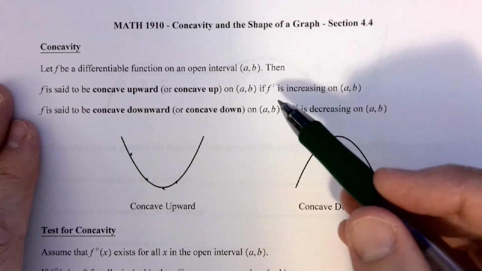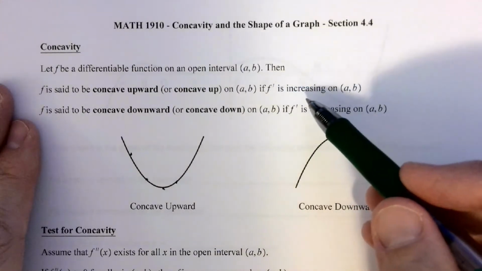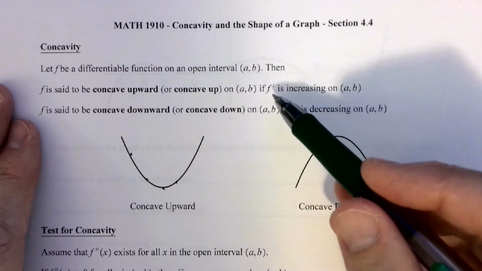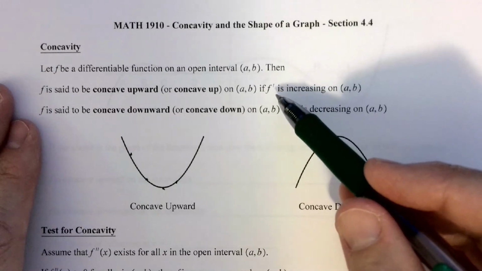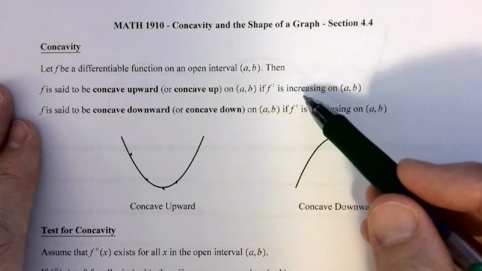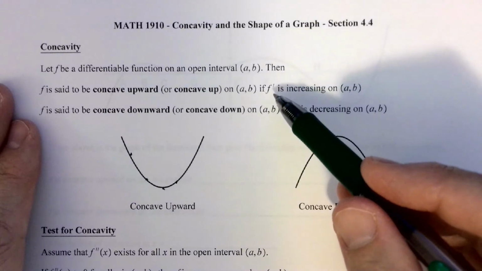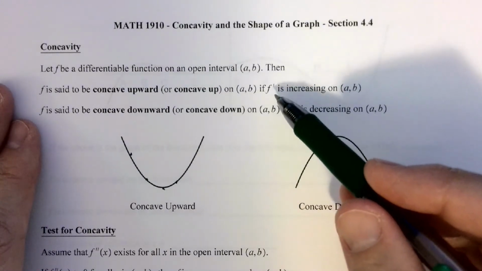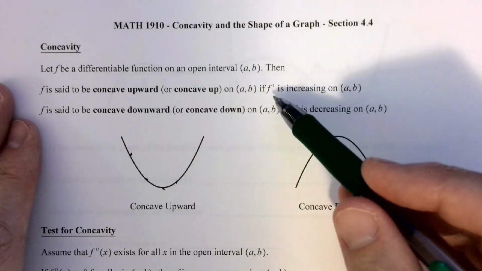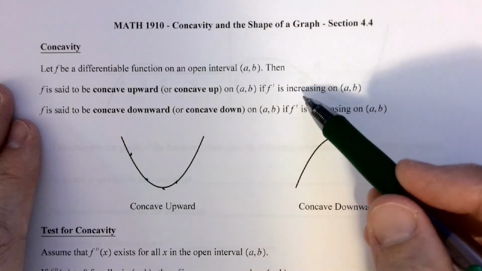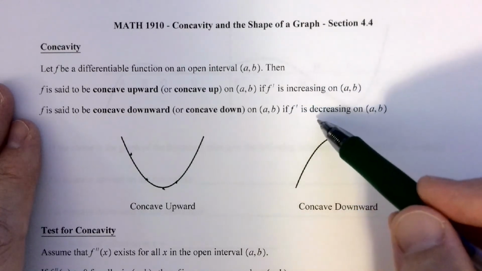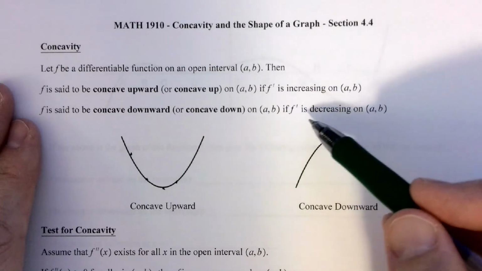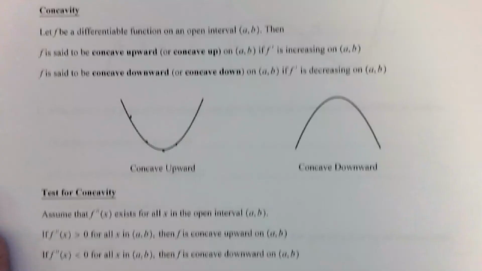Notice if f prime is increasing, what do we know about the derivative of f prime? What is the derivative of f prime? That's the second derivative, right? So if f prime is increasing, what do we know about the second derivative, f double prime? Well, if f prime, the function, is increasing, f double prime must be positive. And what happens when f prime is decreasing? Its derivative, f double prime, must be negative. And that's the way we're going to test for concavity.